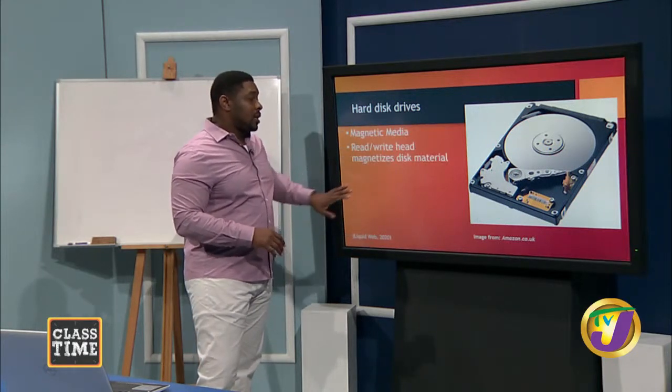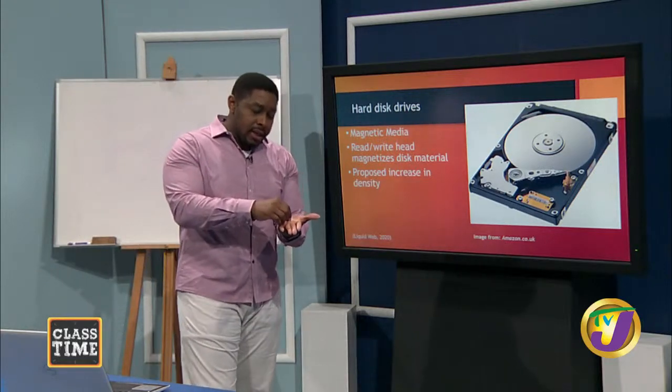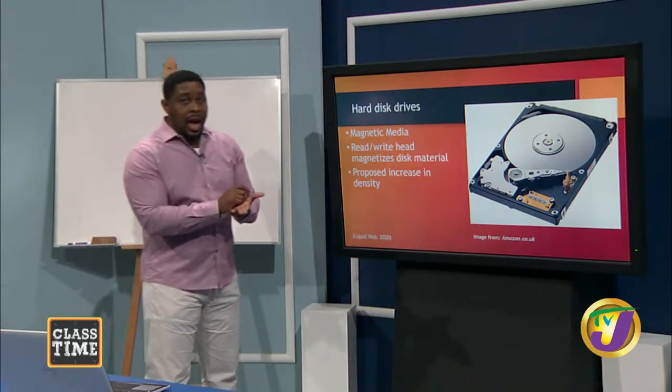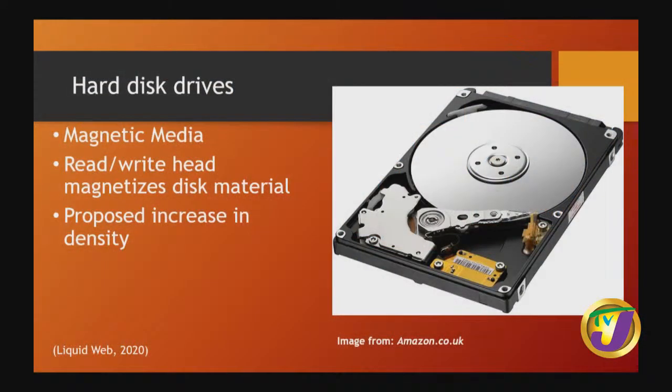So we have your hard disk. And basically, it's a magnetic medium. So your read-write head acts as a magnet and magnetizes the disk in a certain kind of way that allows for the storage of bytes or bits. And IBM, I should say, was talking about a proposed increase in density, which means that it makes everything store a little bit closer and more compact on your hard disk, and thus increases storage capacity.